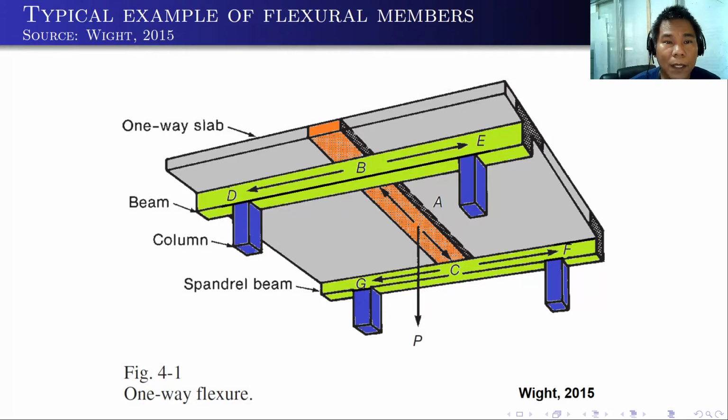Here is a typical example of a flexural member coming from the top, the one-way slab, where a load force P is applied at point A. This load force will be transferred towards the short direction of the slab towards point B and point C. And from point B, that is the girder or the beam, the force will be transferred towards the column at point D and point E. And then from the column towards the footing and then the foundation.